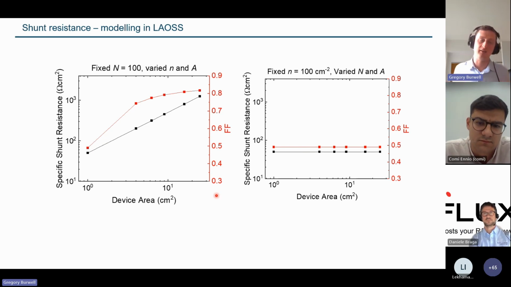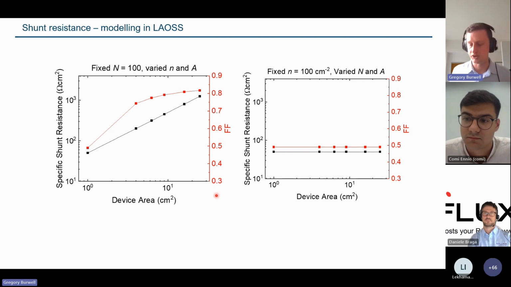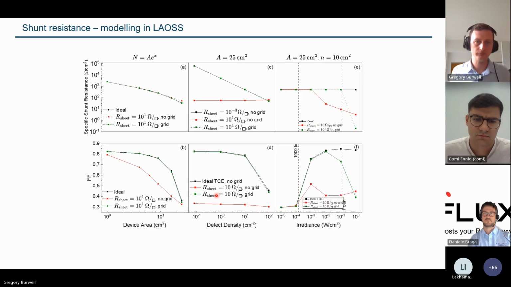And I just wanted to highlight this to really elucidate the difference between the shunt resistance that you'd measure from an SMU if you were to plug your device in versus the specific shunt resistance in units ohm centimeter squared. So we have to consider area, namely ohm centimeter squared, when we're modeling how that device is going to behave as a function of scale.